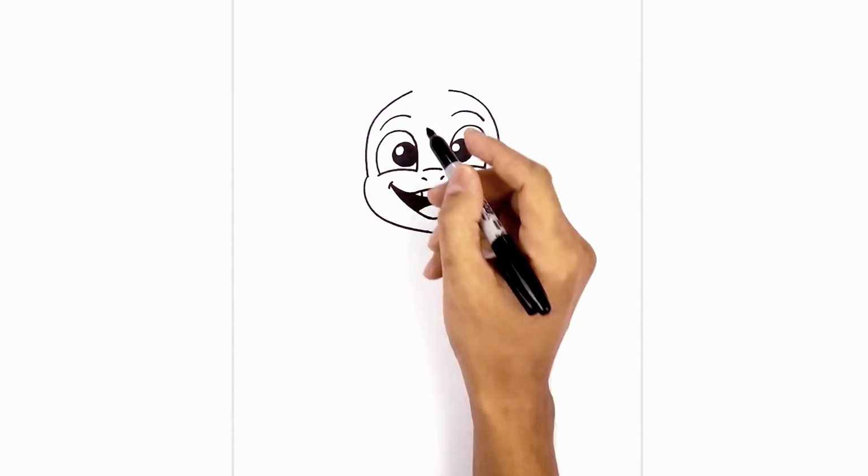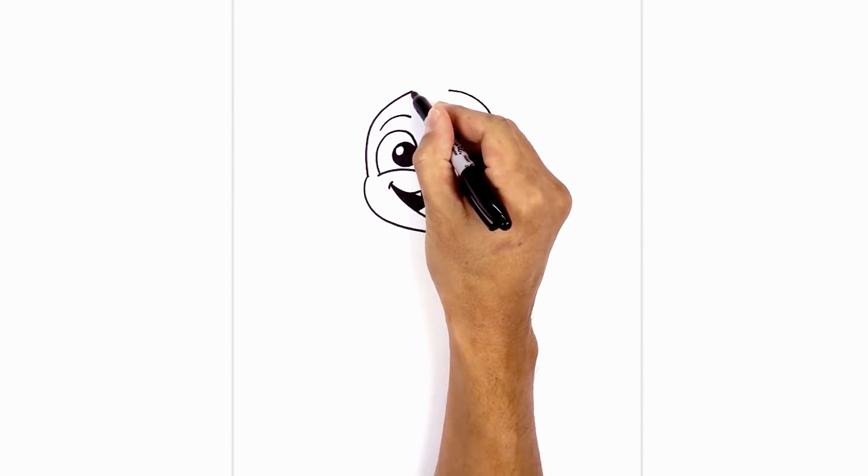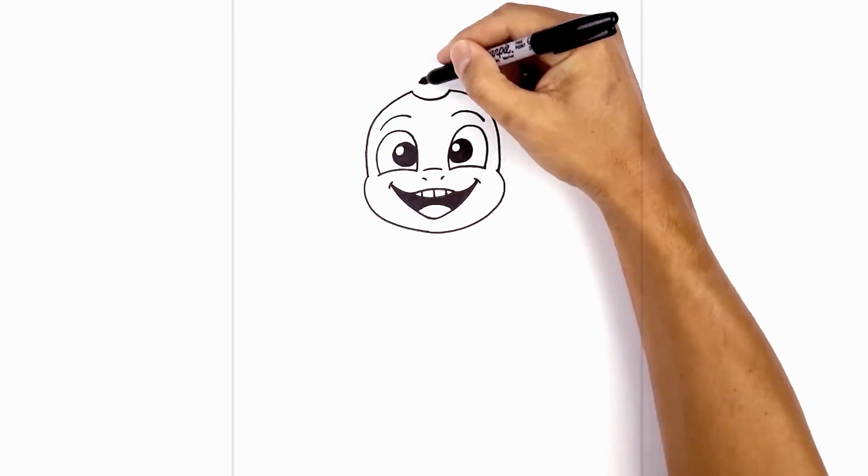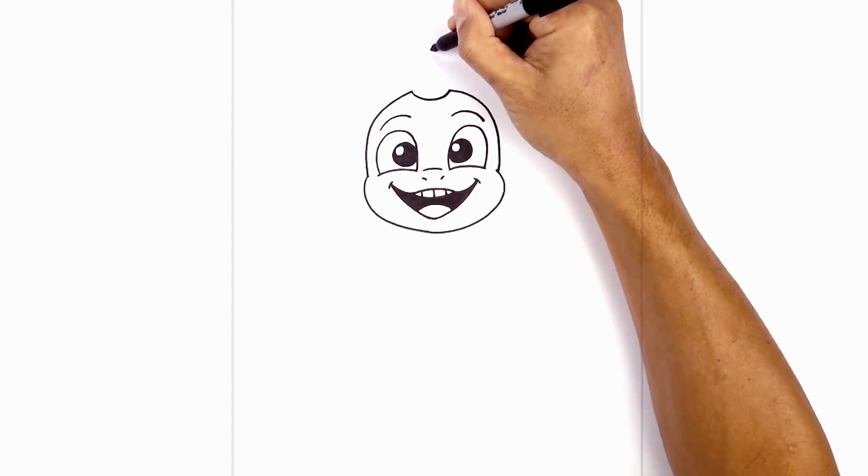Up at the top here, we're going to add a little socket for the spike. So from these two points, we're going to connect it with a curve coming down and then back up. On the left side, I want to curve up and in towards the middle.